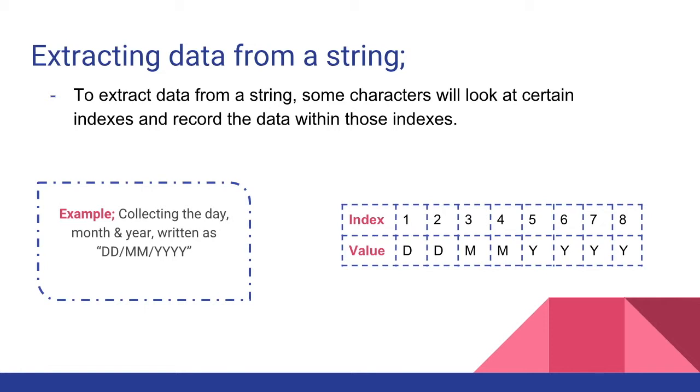Then it moves to indexes 3 and 4, labeled as M and M, and records them as the month. After that, it goes to the 5th to the 8th index, labeled as the 4 Ys, and records them as the year and displays them.